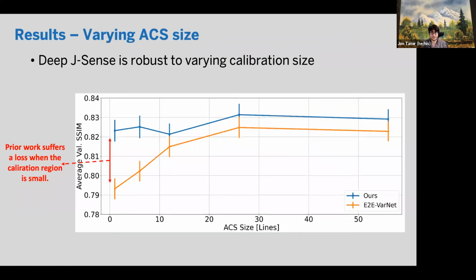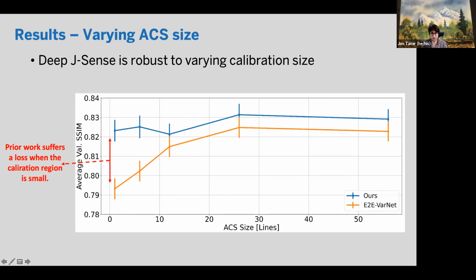Now, because we're estimating the sensitivity maps as part of the unrolled network, we also don't explicitly need the calibration region in order to do that. And so here we evaluate our algorithm with different amounts of calibration data available. So the ACS size is the auto calibration region size, and it's the number of fully sampled lines around the DC component. And of course, as you get more and more of these lines, you have fewer lines that you can allocate to the high frequency samples for a fixed acceleration factor.